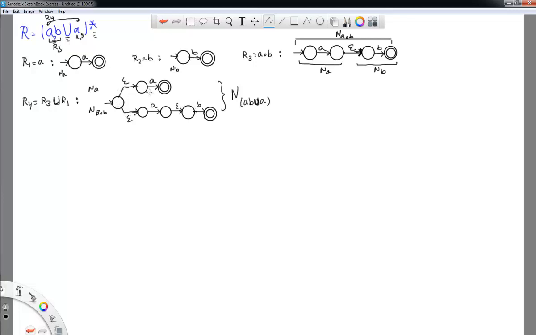of two NFAs, and the first NFA recognizes A, the second NFA recognizes B, and this thing is an epsilon here. These guys are also epsilons. So that's N A B U A. So finally, the regular expression R is basically R4 star, right?